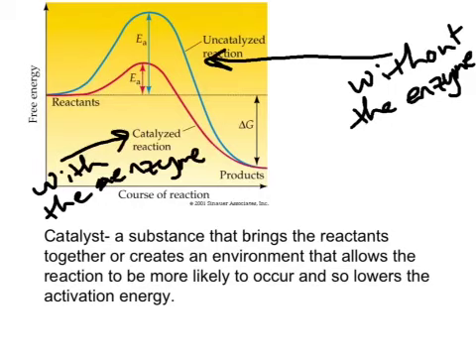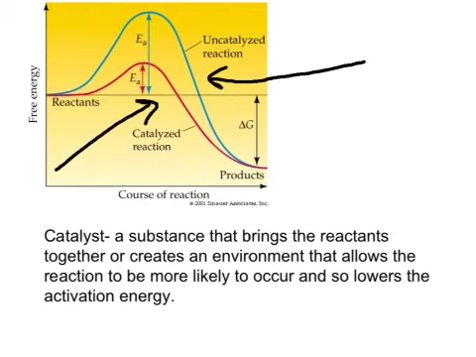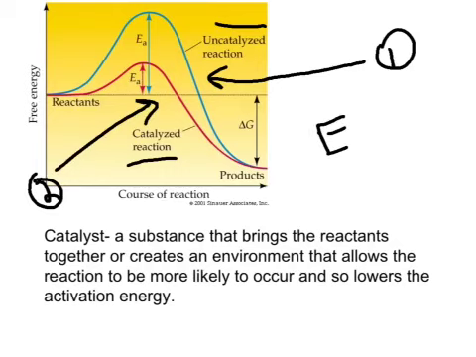Now, if you notice, what's the difference between the blue line without the enzyme and with the enzyme? What's the big difference? So what's the difference between the two reactions, the ones without the enzyme or the catalyst, or the ones with the enzyme or the catalyst? So the catalyzed reaction or the uncatalyzed reaction. The difference is the activation energy, the EA, the energy of activation. Really, that's what we're talking about here.